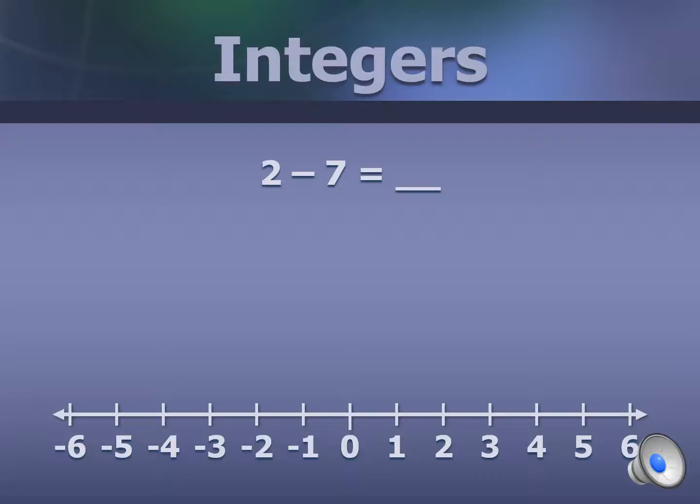So we're going to start at 0, and we're first going to move 2 spaces to the right because 2 is a positive number. And then, just like before, we're going to do that inverse operation. We're going to do the opposite of what we think we need to do. And instead of moving 7 places to the right, because 7 is a positive number, we're going to move 7 places to the left because we're subtracting 7. So when we move 7 places to the left, we end up at negative 5. So 2 minus 7 is negative 5.